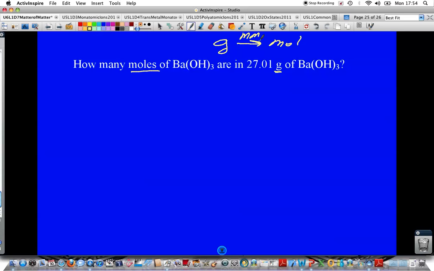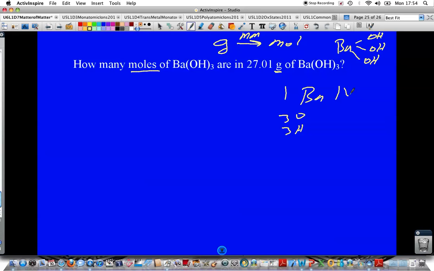mass to do that. So one of the first things we have to do is calculate the molar mass for barium hydroxide. I have one barium, and because that OH is in parentheses and the 3 is on the outside, we have 3 OHs attached to that one barium. That means I have 3 oxygens and 3 hydrogens. So we look up the molar masses of the elements.